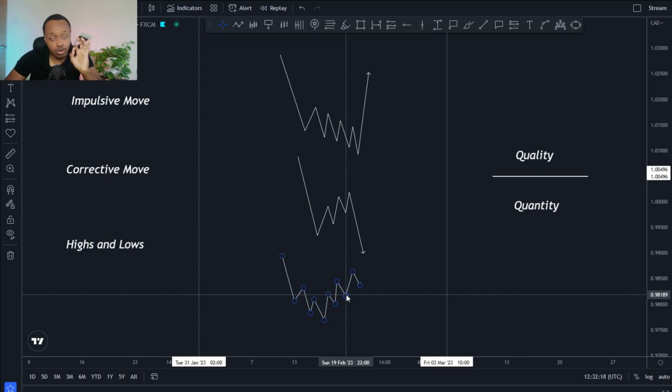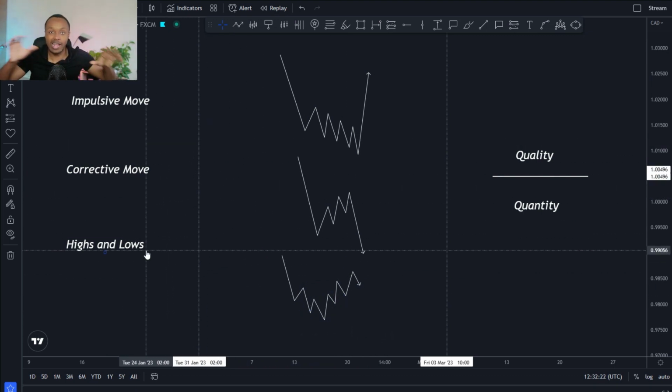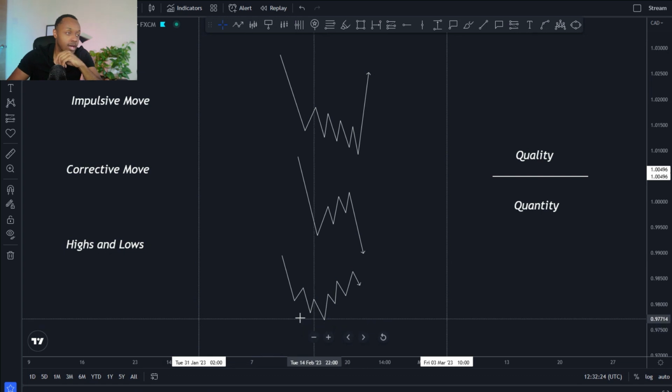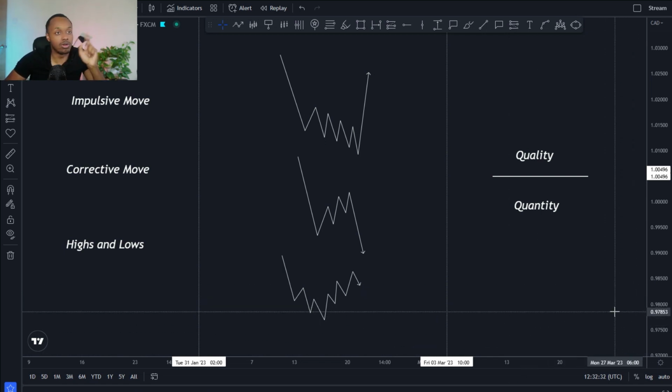So the key concept is focus on impulsive moves, corrective moves, higher lows, map them out, label them on the chart if you need to, and just pick the best ones. You know, if something looks a little bit off, move it aside. You want to pick ones that are obvious and clear to you. So let's go into the real life markets and take a look at some examples on GBPCAD, USDCHF, and USDCAD.